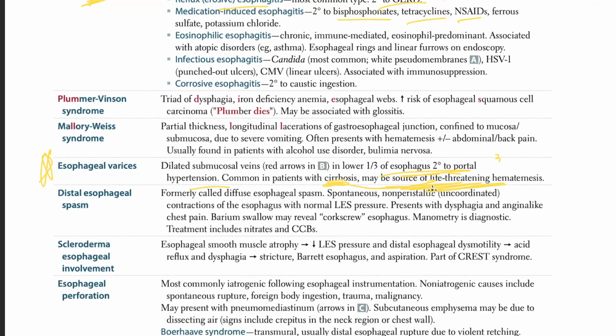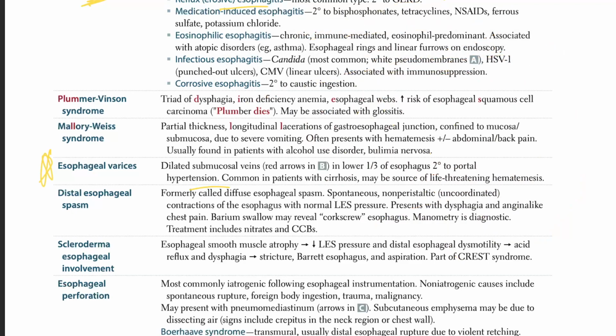May be the source of life-threatening hematemesis. If they were to rupture, as the blood is not even going forward, so everything is backed up, a lot of blood is going to go out. A lot. So it's life-threatening. Life-threatening hematemesis.